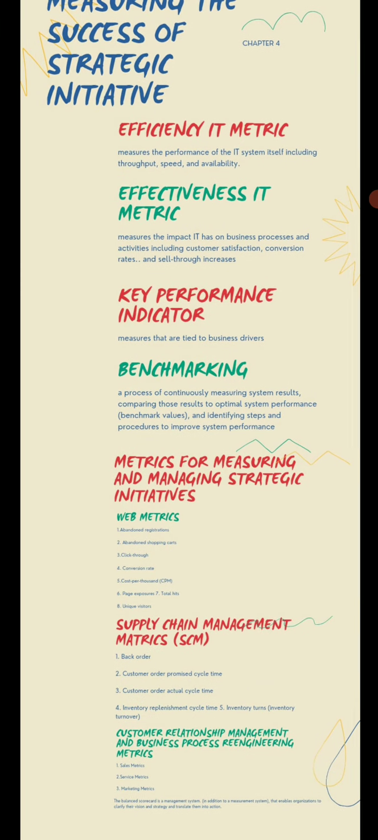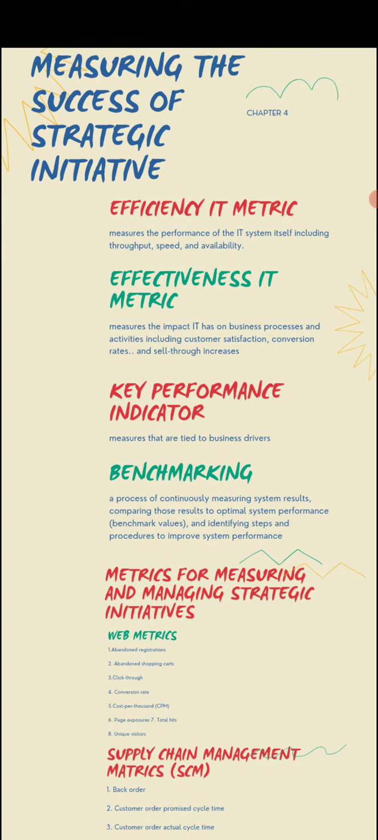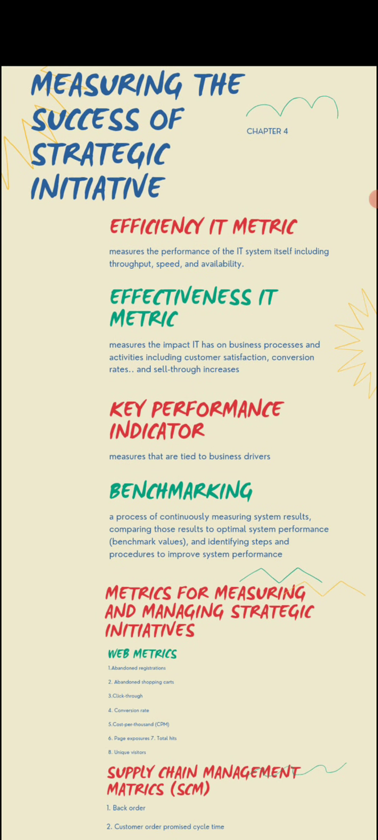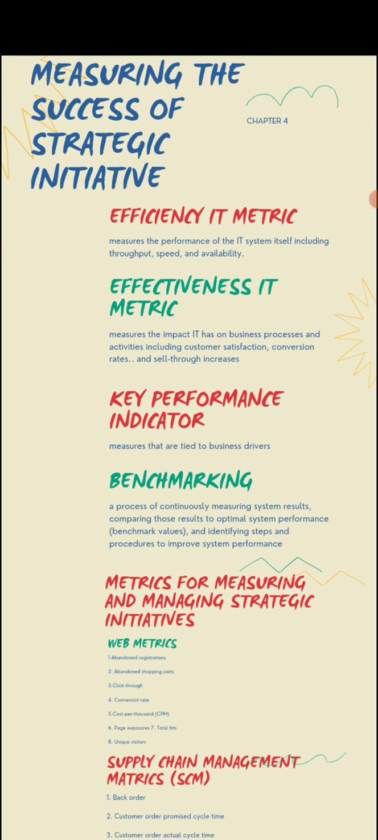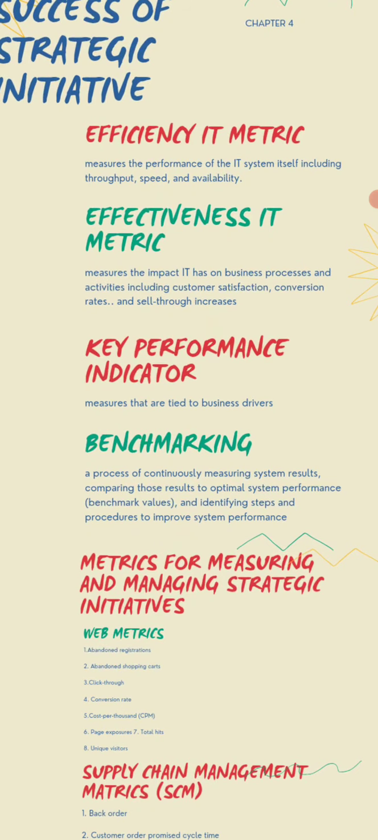Next is chapter 4. Chapter 4 is measuring the success of strategic initiatives. The first one is efficiency IT metrics. It measures the performance of the IT system itself, including throughput, speed, and availability. Second one is effectiveness IT metrics.